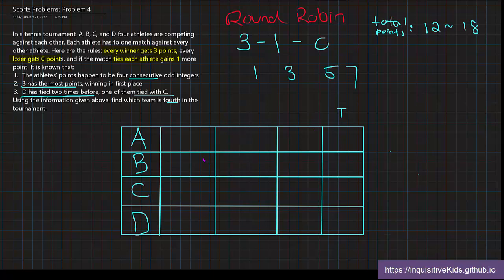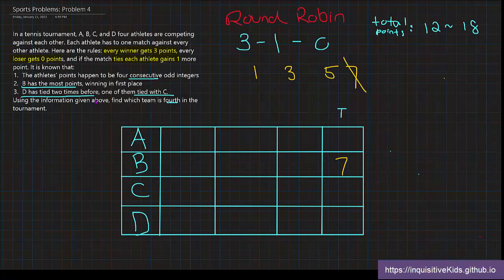So we know that B has the most points. Actually, in order to make this stand out, I'm going to make this maybe yellow, another color. So 7 right here has the most points. And we know that B has the most points. So we know that B has a total of 7 points.